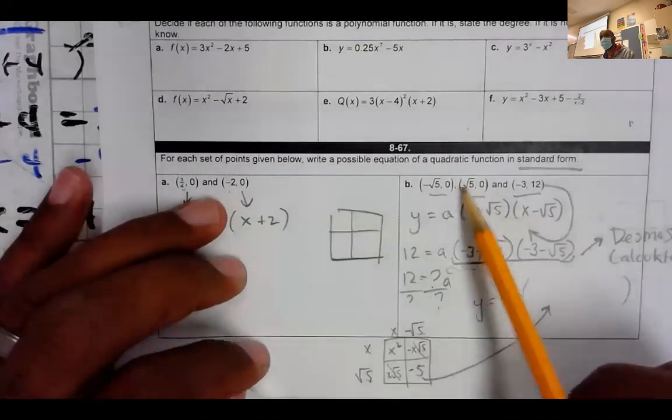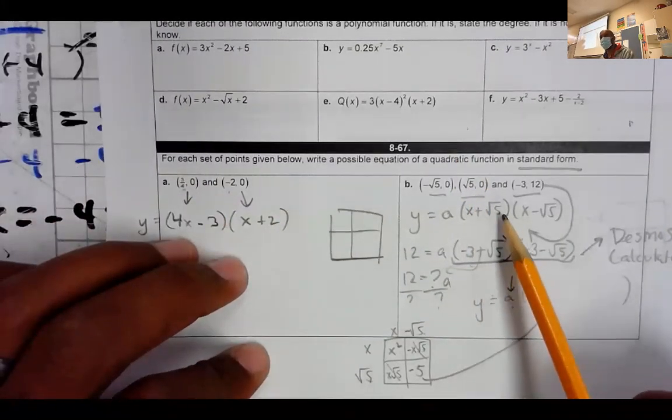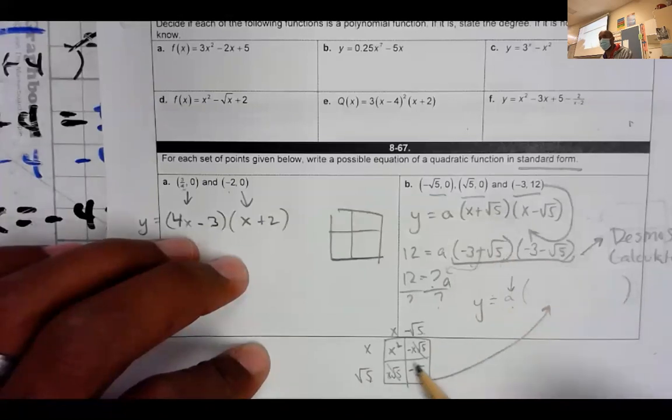So a lot of times when you're dealing with the square roots, it might be a little unfriendly up front, but a lot of times they cancel out at some point so that you end up with a little bit simpler equation.